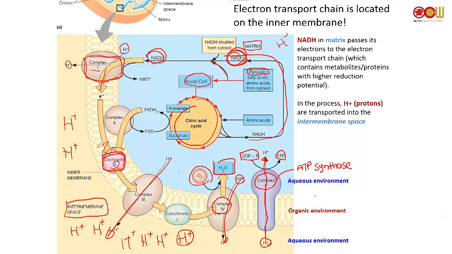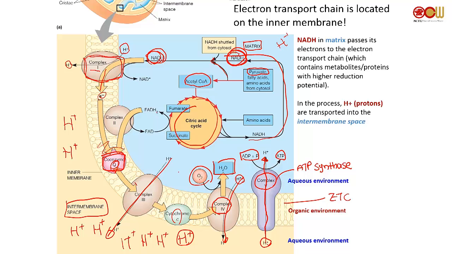Okay, but whatever. The process is called the ETC, the electron transport chain, because you're just passing electrons from NADH to here, to Q, to cytochrome C, and eventually to water. So this is the ETC itself.